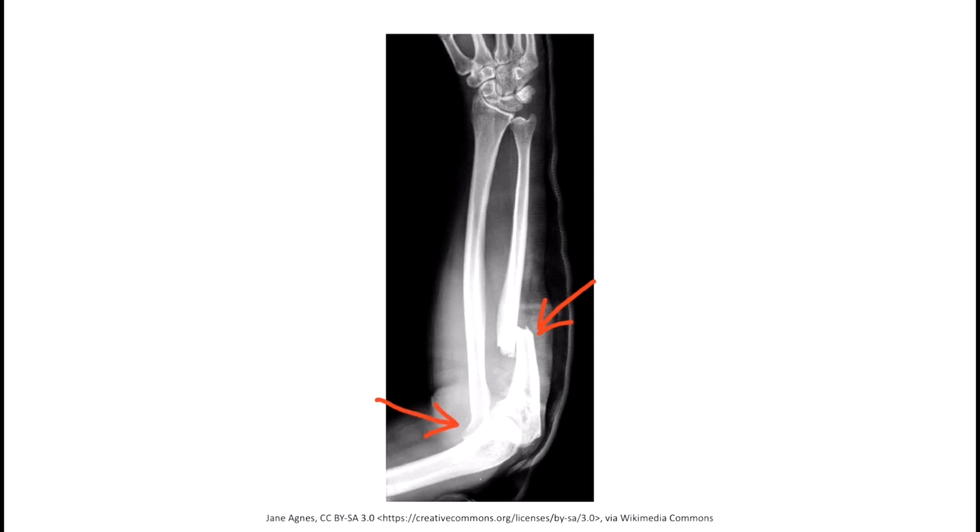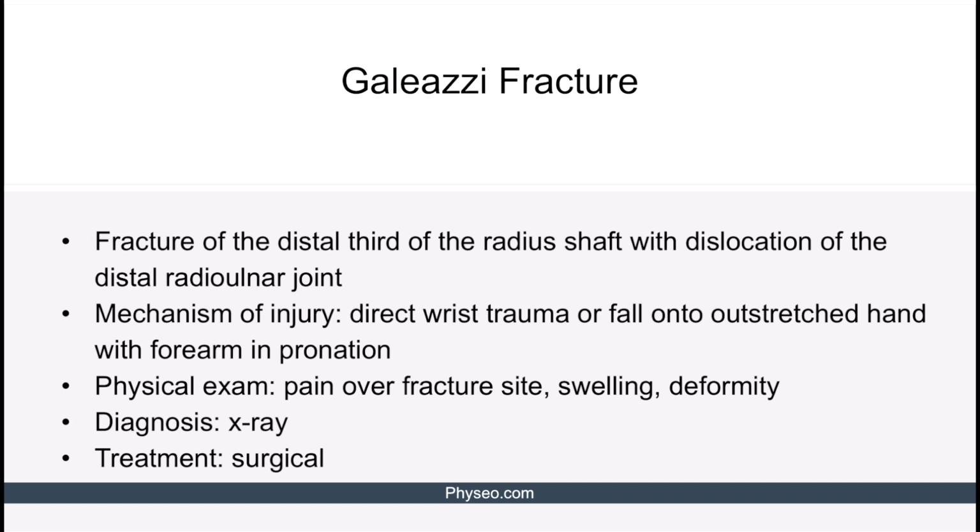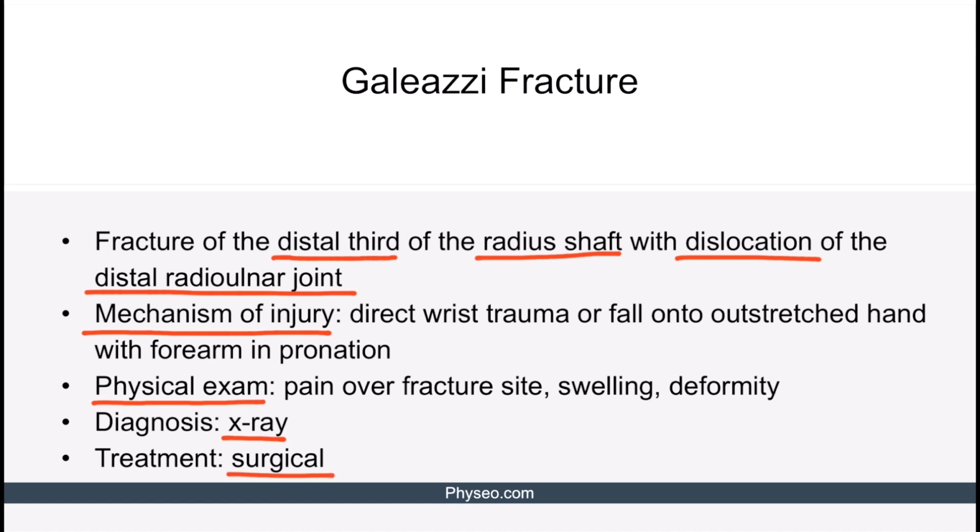Next up, Galeazzi fracture is a fracture of the distal third of the radius shaft with dislocation of the distal radio-ulnar joint. The mechanism of injury is either direct wrist trauma or a fall onto an outstretched hand with the forearm in pronation. Physical exam reveals pain over the fracture site along with local swelling and deformity. The diagnosis is confirmed with x-rays of the affected upper extremity, and the treatment is almost always surgical, with open reduction and internal fixation of the radius and stabilization of the distal radio-ulnar joint.